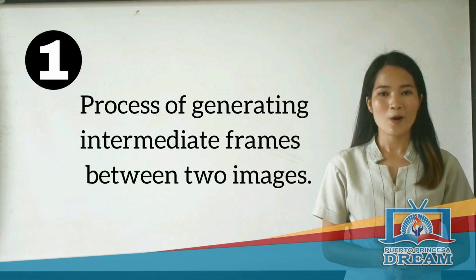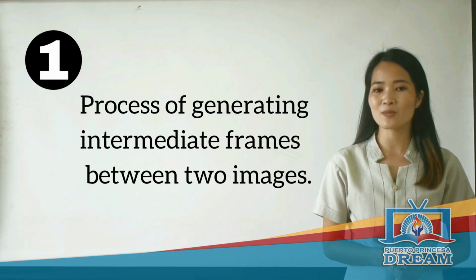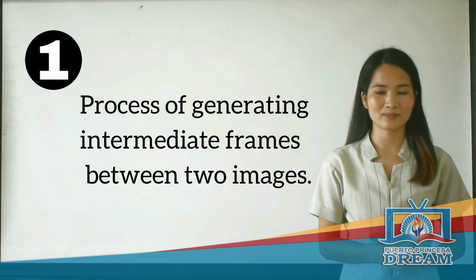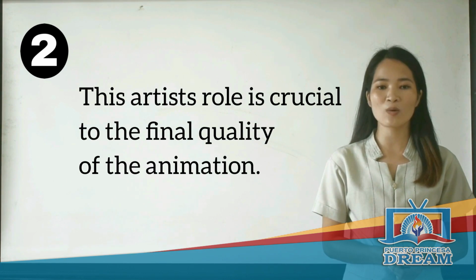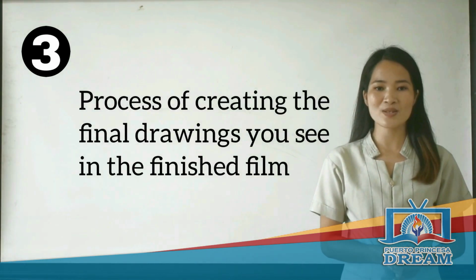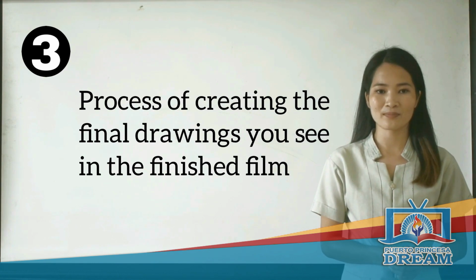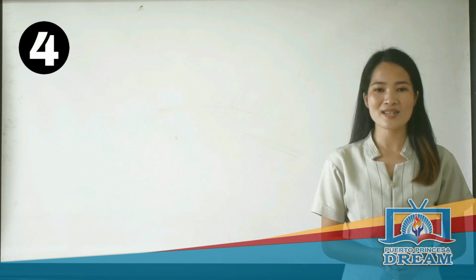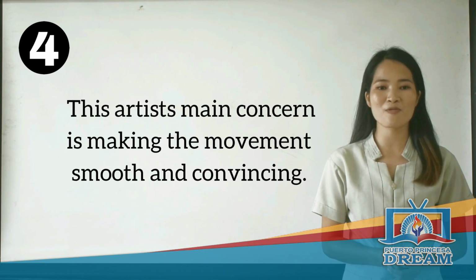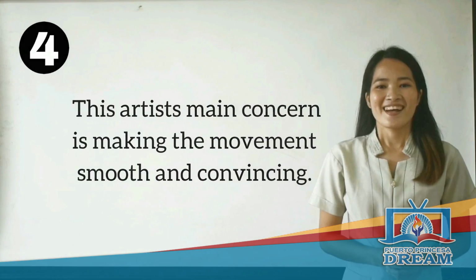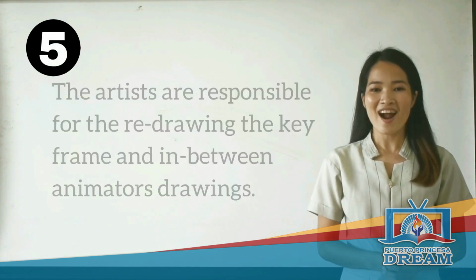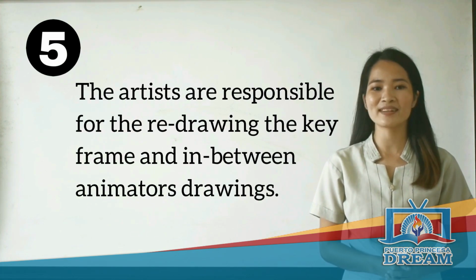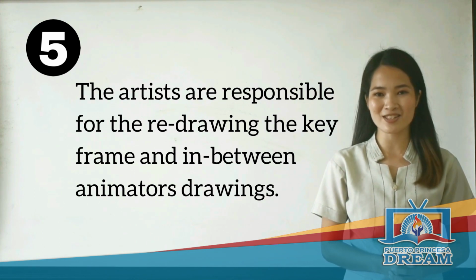Number 1. Process of generating intermediate frames between two images. Number 2. This artist's role is crucial to the final quality of the animation. Number 3. Process of creating the final drawings you see in the finished film. Number 4. This artist's main concern is making the movement smooth and convincing. And lastly, number 5, the artists are responsible for redrawing the keyframe and in-between animators' drawings.